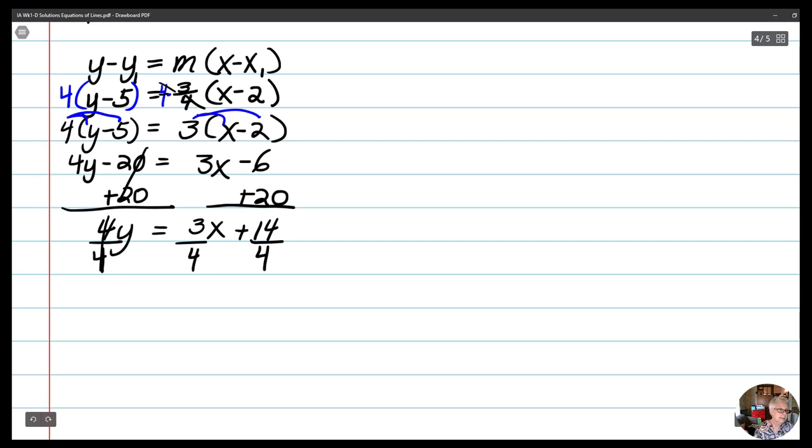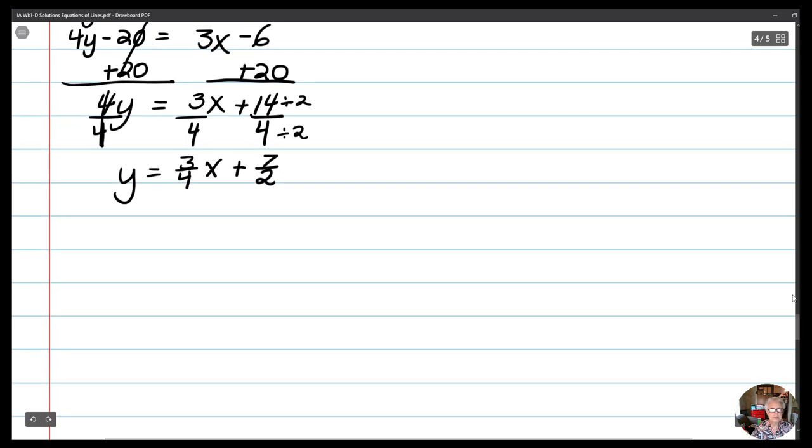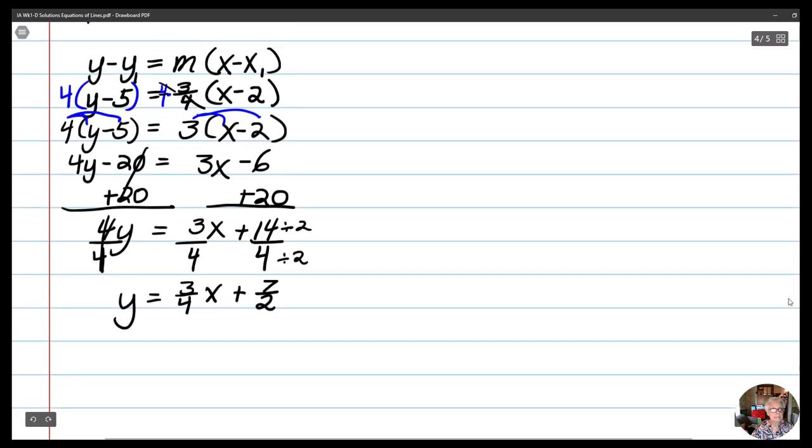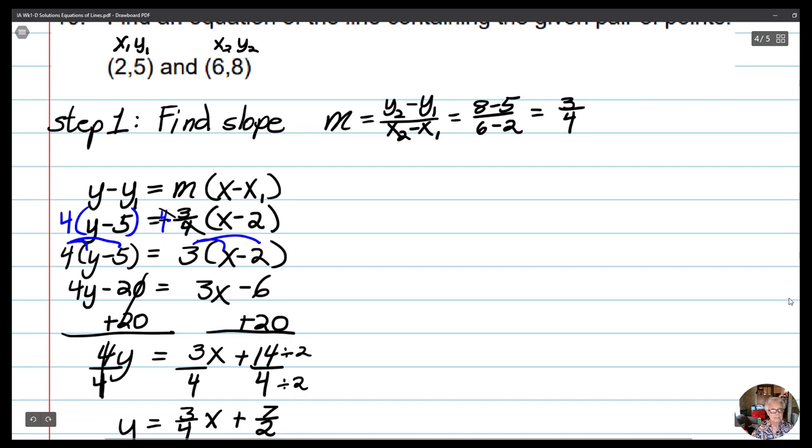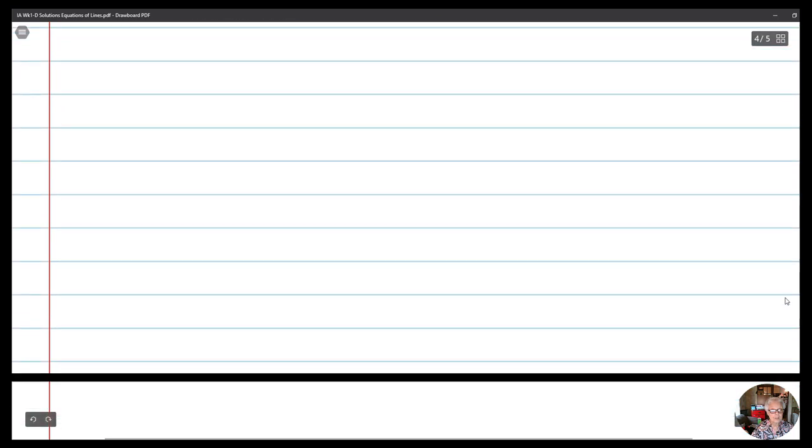On the left, the 4s cancel, leaving me with y. On the right, I'll have 3/4 times x plus, this is really easy to do by hand. Divide 14 by 2 and divide 4 by 2. You always have to divide by the same number. That'll give us 7 over 2. Or you can use your calculator to math frac. And there's our equation. Kind of admiring it.